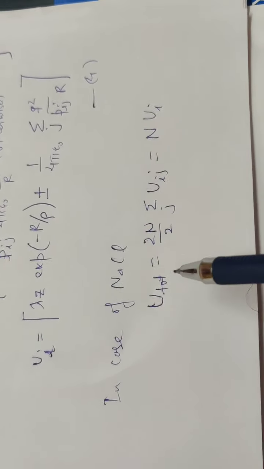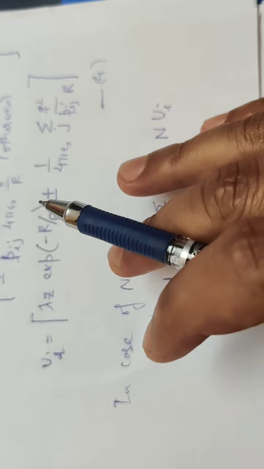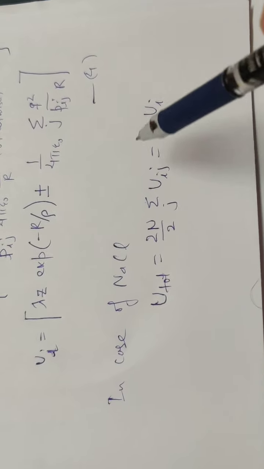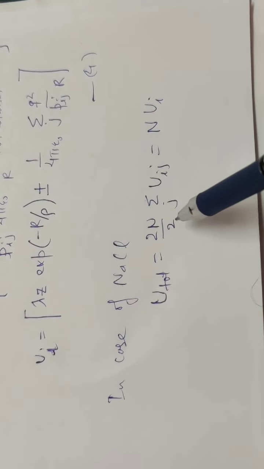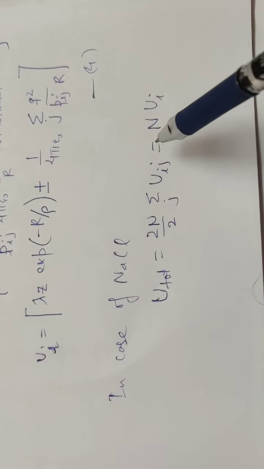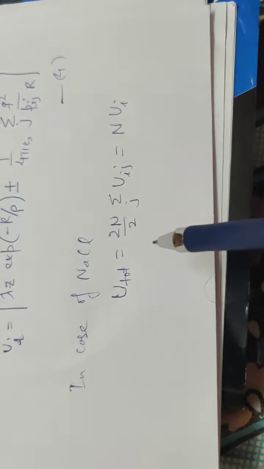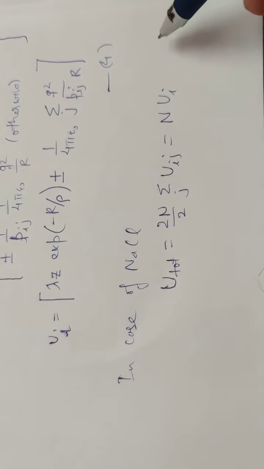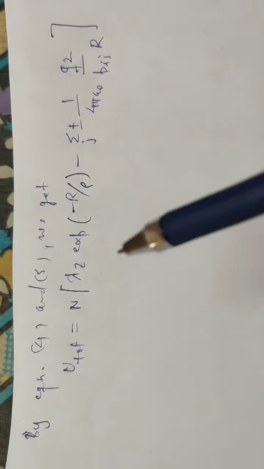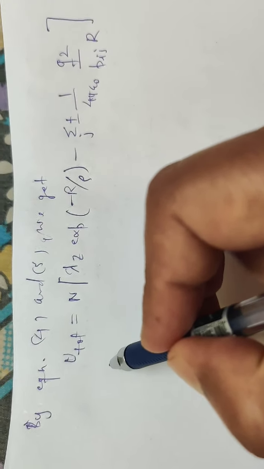Since each pair of interaction, that is plus and minus, is only counted once, only N is taken rather than 2N. Each pair has two ions, so this factor of two is cancelled out because the pair is counted only once. So then your total energy will be N into U_i. This is equation number 5. Using equations 4 and 5, we put the value of U_i into this equation.